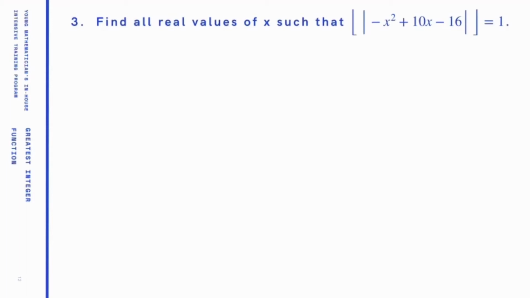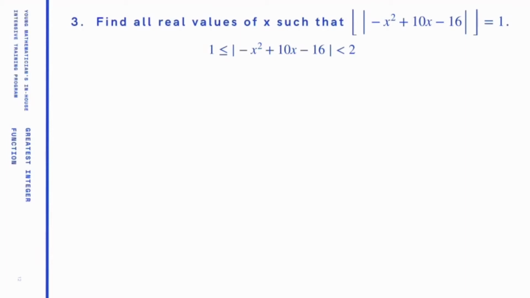So, first, we can remove the greatest integer function. From property 1, we have that the expression, the absolute value of negative x squared plus 10x minus 16 is at least 1 but less than 2. That is, the absolute value of negative x squared plus 10x minus 16 is greater than or equal to 1 but less than 2. So, how do we solve this absolute value inequality?